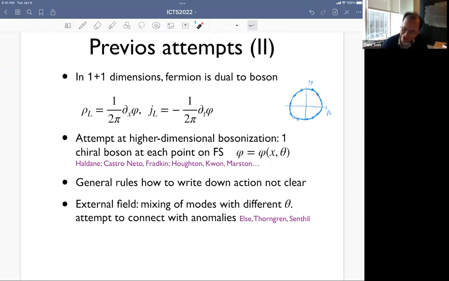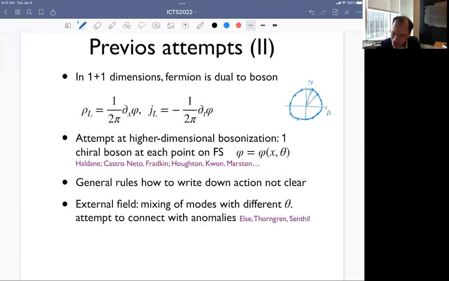And writing down a general effective action for this field, it's not clear what are the rules that we have to apply to write down such an action. Another problem is that this field with different theta, they are not really independent of each other.